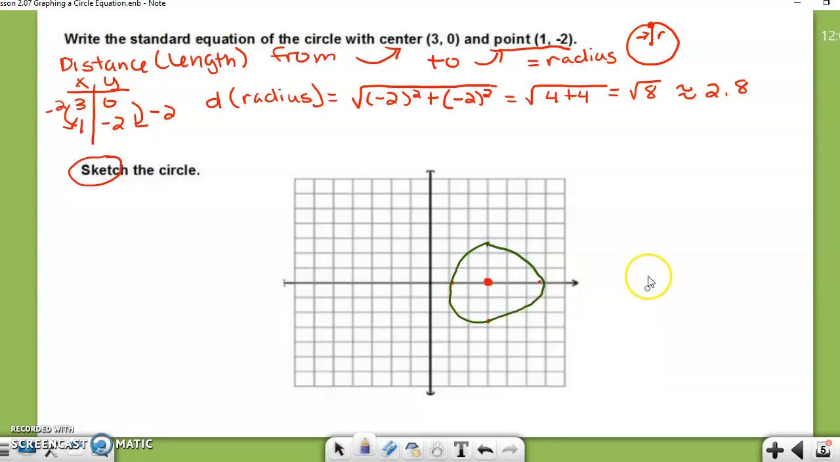And then let's kind of just double check. Point 1, -2 should be about on this sketch. So 1, -1, -2. Yeah, about right there. So I'd say it's a pretty good sketch.